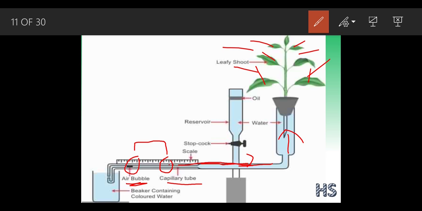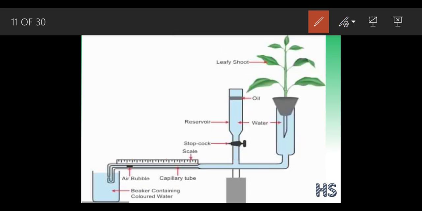Now what we are going to do, see, when the air bubble comes near the reservoir, we are going to open this stopcock. Why do we open this stopcock? Because this stopcock will push this air bubble backward and helps this air bubble to come into the initial position again. What do you mean by initial position? The starting position, somewhere here.